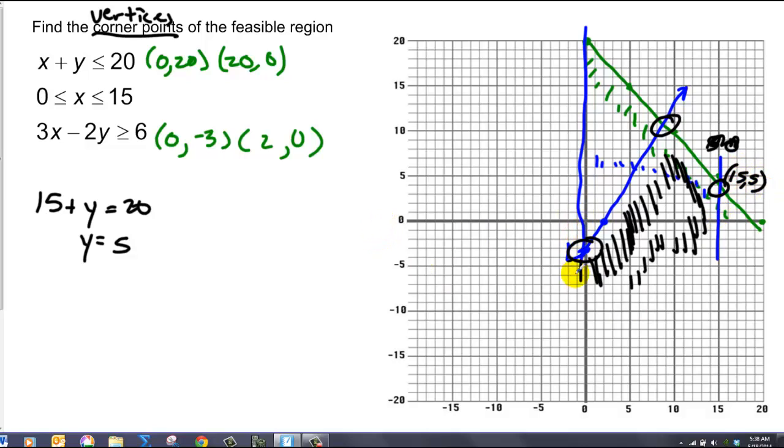I have this point down here where I know x is equal to 0, and that's intersecting this blue line, which is the third one. So 0 minus 2y is 6, and y is equal to -3, which we already knew.